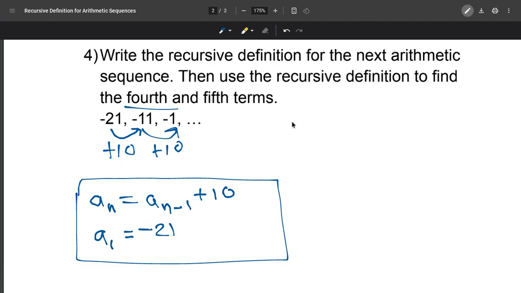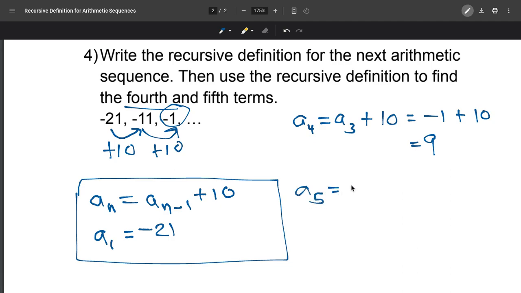Okay, let's find the fourth term. So A sub 4 equals A sub 3 plus 10. So it equals negative 1 plus 10, which equals positive 9. Okay, so A sub 5 equals A sub 4 plus 10. So it equals A sub 4, which is 9, plus 10. So A sub 5, the fifth term, equals 19.